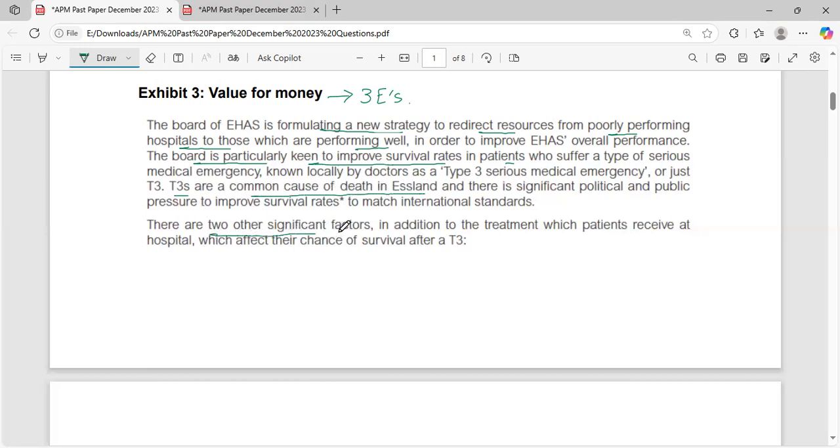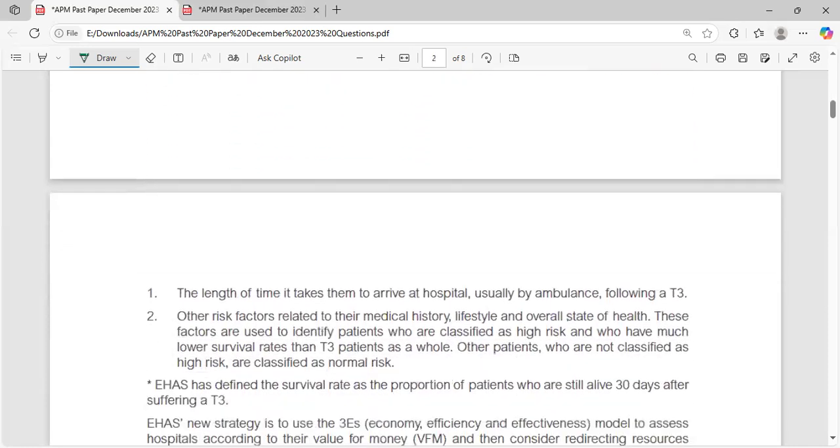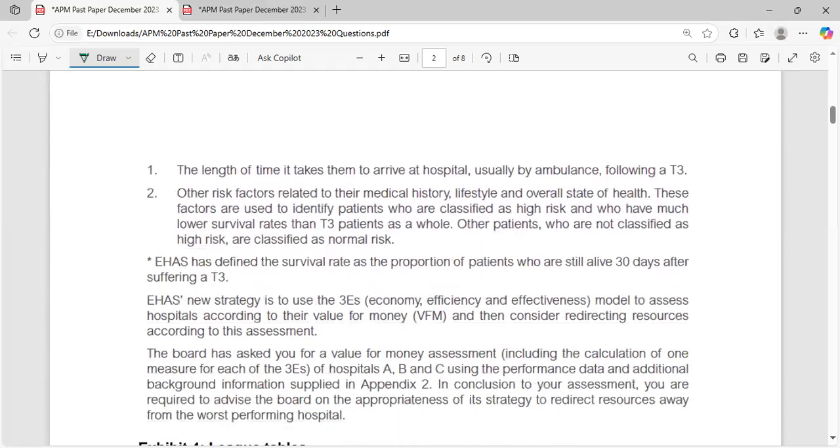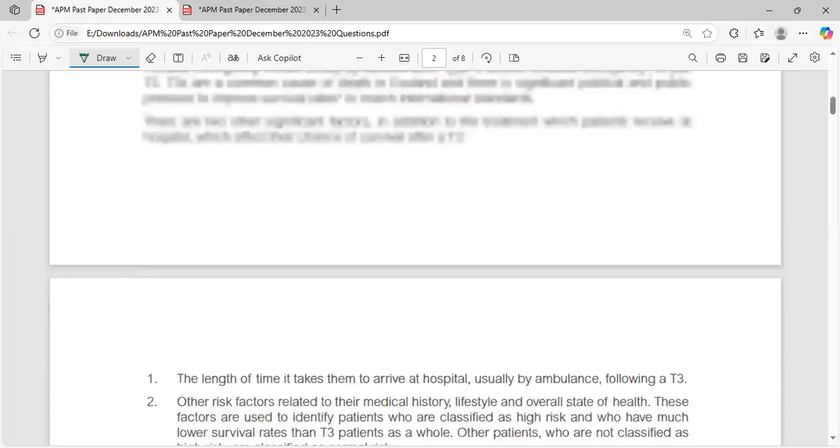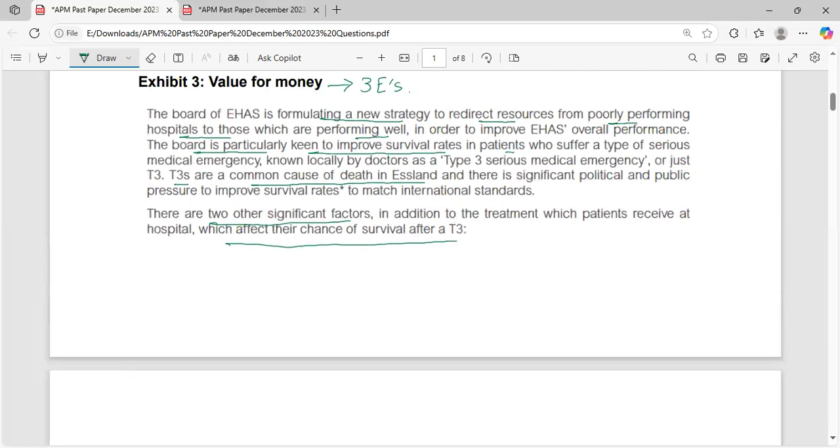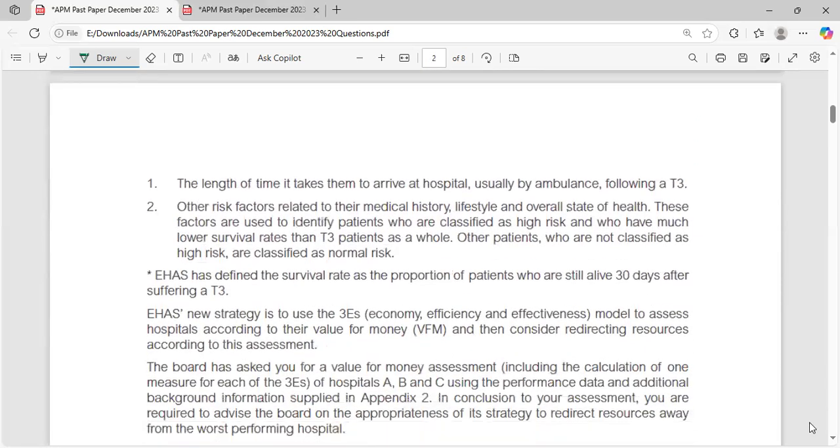There are two other significant factors, in addition to the treatment which a patient receives at hospital, which affect their chance of survival after T3. The first is the length of time it takes to arrive at a hospital, usually by ambulance. So the lead time is important here: how much time the ambulance takes following a T3.